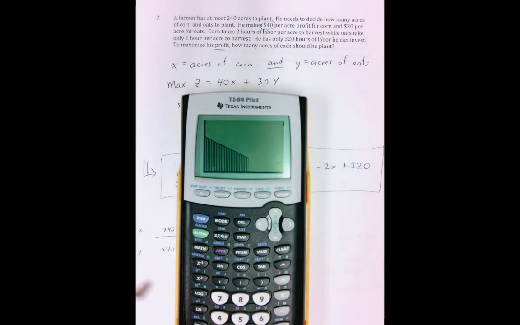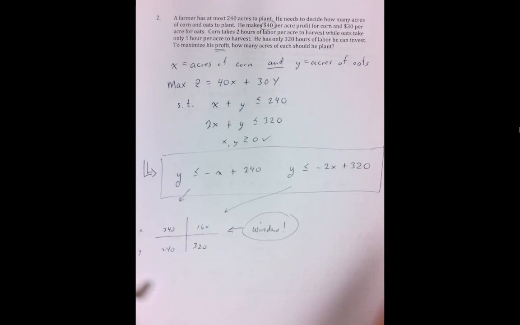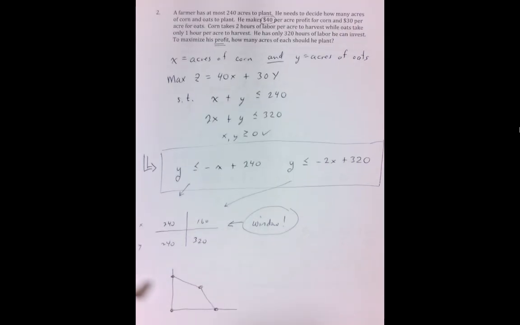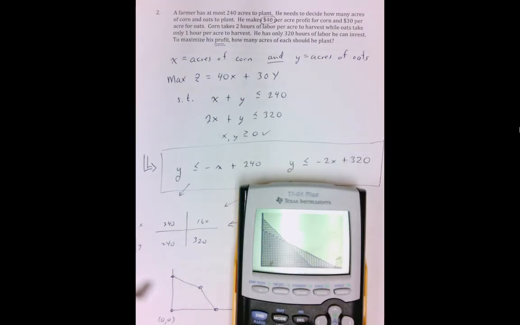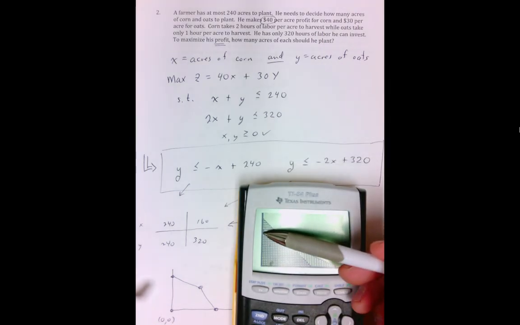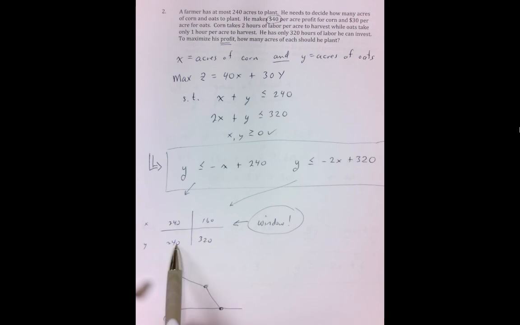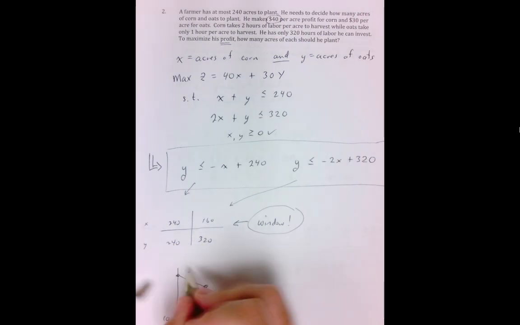So let's do our graph. And our feasible region looks like something we've seen many times before. I'm going to abbreviate these just a little bit. It looks something like that. Guys, this is the easy point, 0, 0. This point right here, of my two y-intercepts, is the least one. So of the 240 and 320, it's got to be 240.